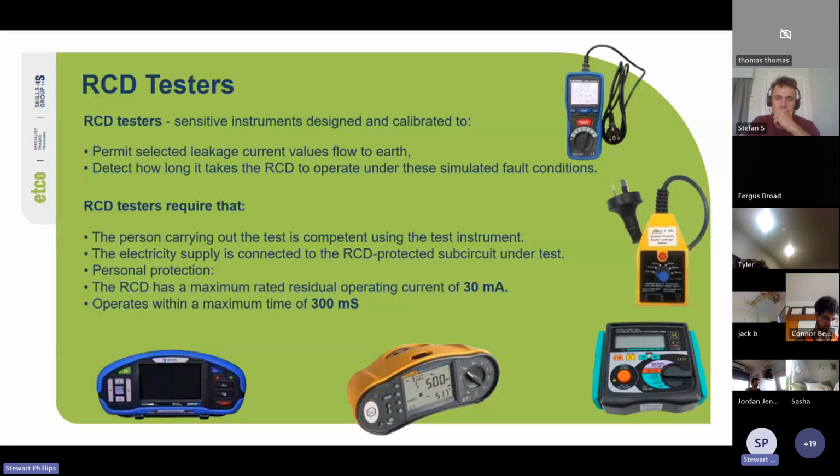But if it's tripping at 15 milliamps, to me, that's going to cause nuisance tripping, especially if you've got microwaves or things like that on the circuit. So I would be tending towards 22 up to 30 is okay. But anything below 22, I would be recommending to the client that your RCD is a bit too sensitive. Maybe we should look at replacing it just so you get less nuisance tripping.